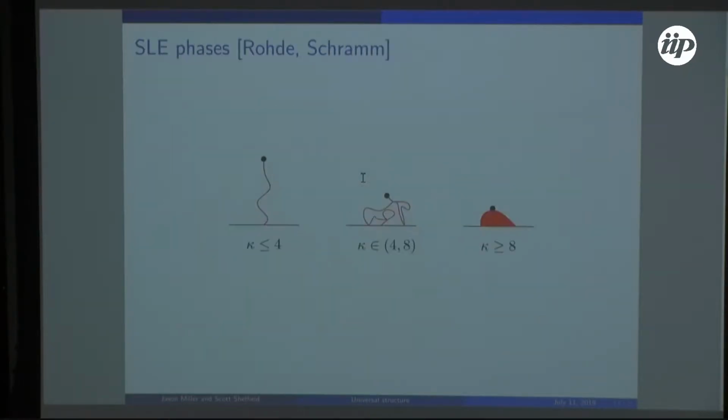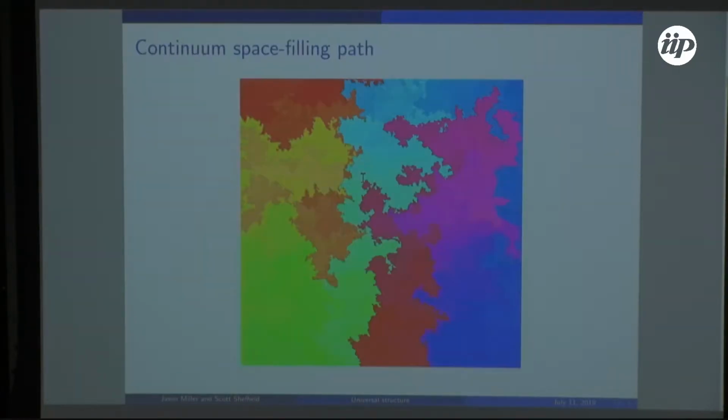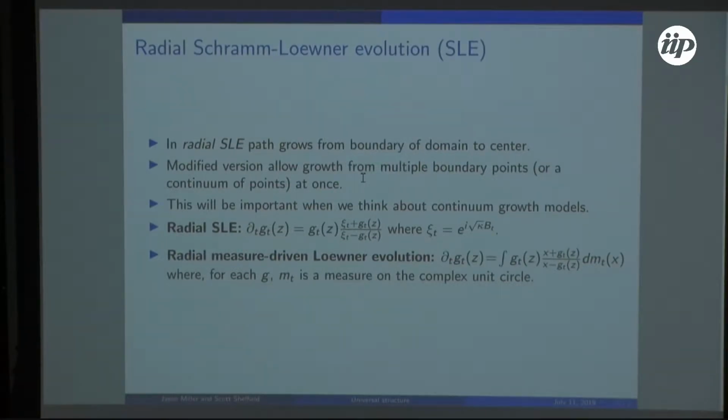Okay. All right. So there's a version of radial SLE. I'm just going to gloss over this, but it's a version where you grow to the center of the domain. Instead of having two boundary points, you have one point in the center, and the curve goes from the outside to the center.